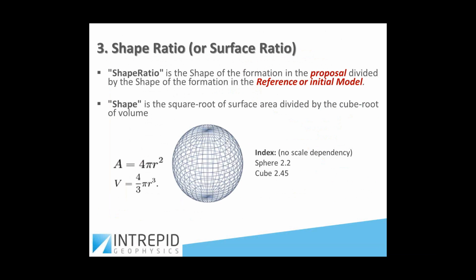A third possibility of setting a rule is called shape ratio or a surface ratio, and this is referring to the shape of the formation in the new proposal divided by the shape of the geological unit in the reference or the initial model. And here we're talking about an index of shape where it's a function of a square root of the surface area divided by the cube root of the volume. And as we know, a sphere could have a very efficient surface area to volume ratio and a low index number, but when you begin to deform that sphere, you begin to have a greater ratio of surface area to volume.